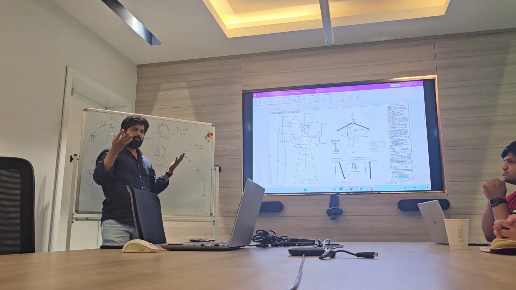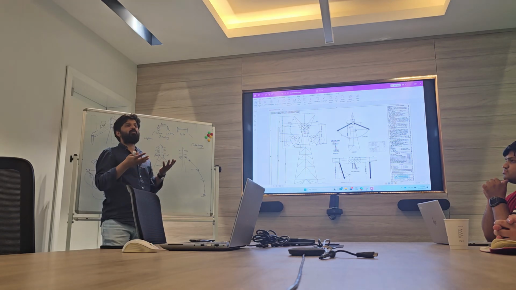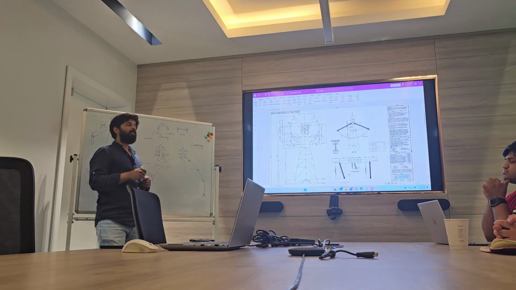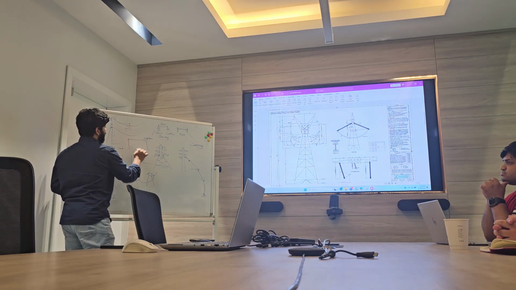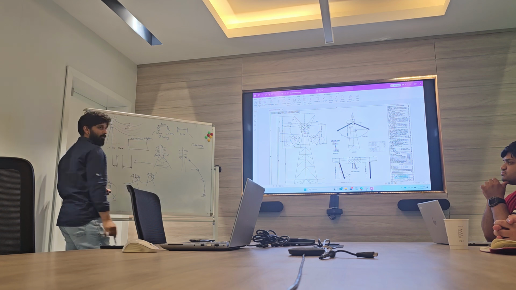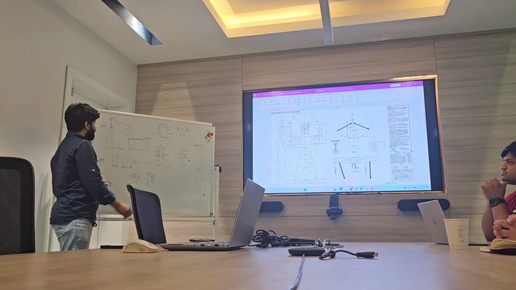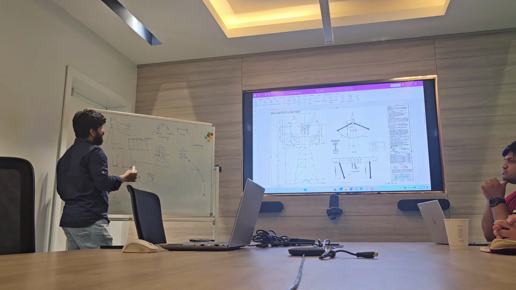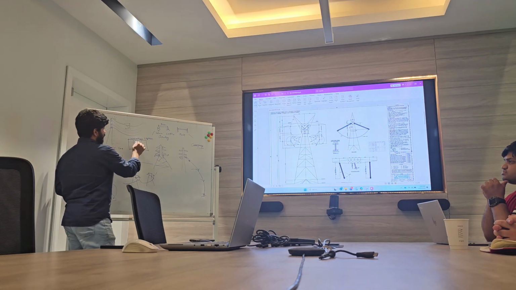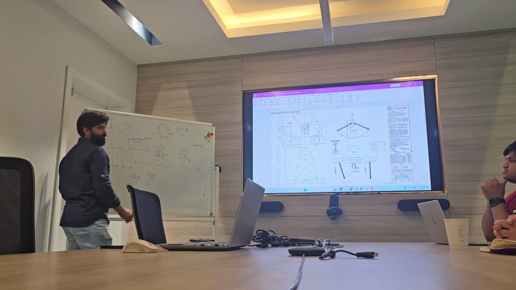When temperature goes higher, the conductor will go lower. When temperature goes lower, the conductor will go higher. Now this is called weather condition. So weather condition has two things. One is temperature, another one is wind speed.